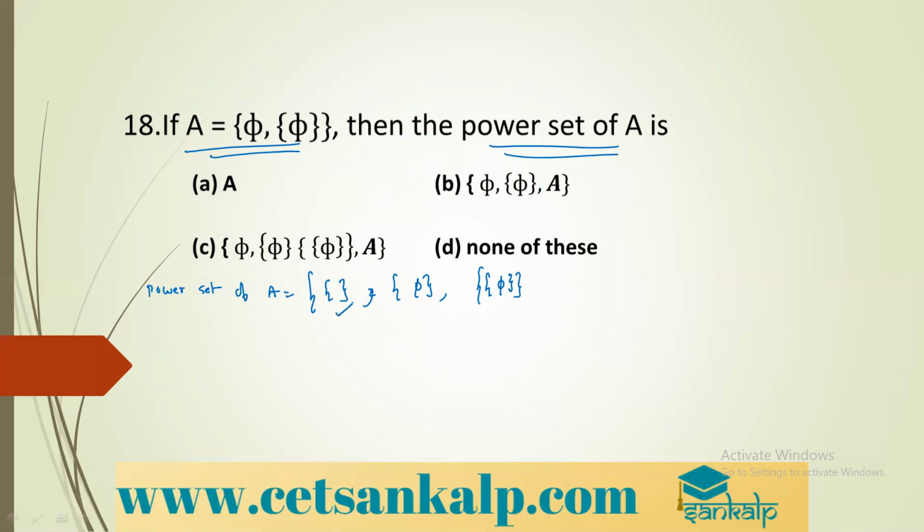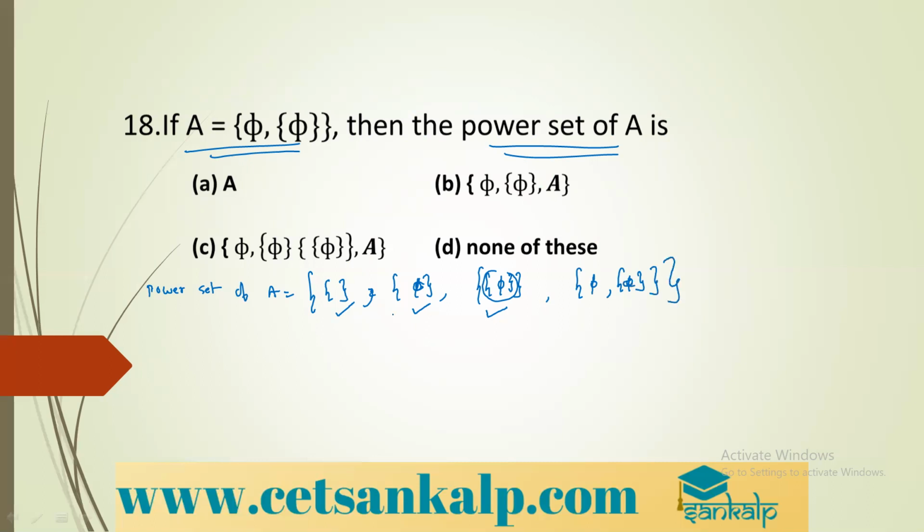So I have taken nothing. I have taken one element, that is 5, in the set. I have taken one element, that is set 5, here. So if I want, I can take two elements. Two elements means all the elements I can take. I can take 5 and the set 5 together.